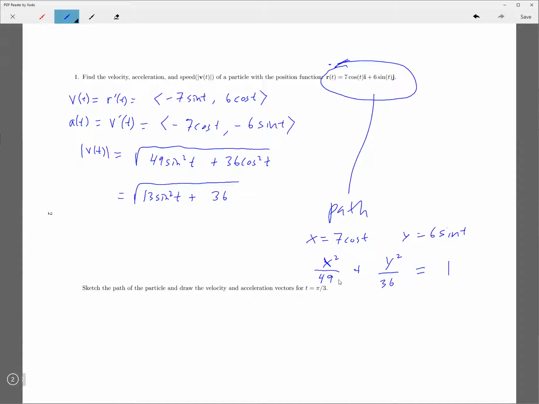It's going to go out 7 points from the origin on the left and the right, and 6 points up and down from the origin. So if this is 7 and that's -7, and then this is 6 and -6, then it's going to be going like that, right? Something like that. And so we're supposed to draw the particle and the velocity and acceleration vectors for t equals pi/3.